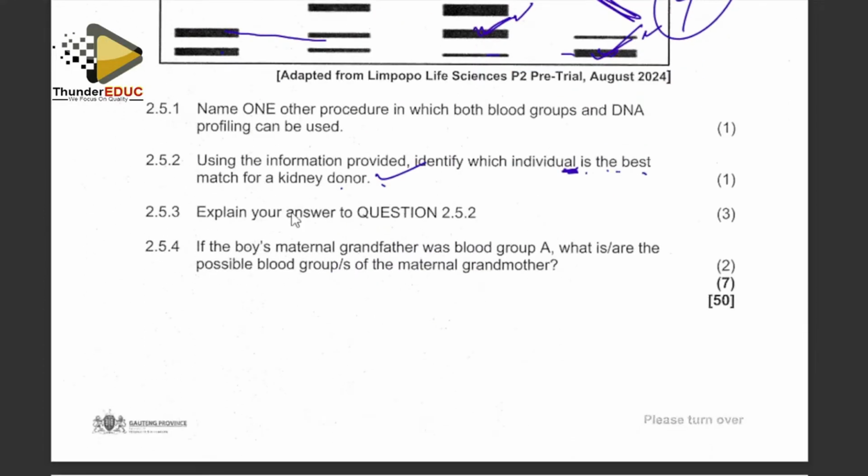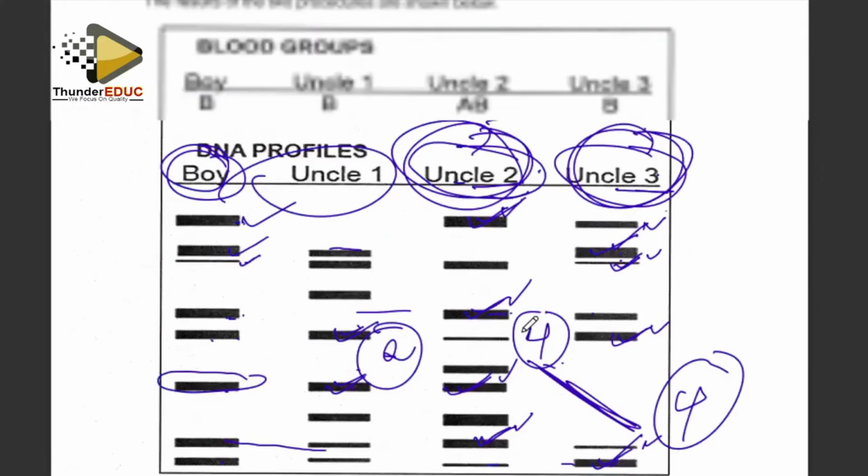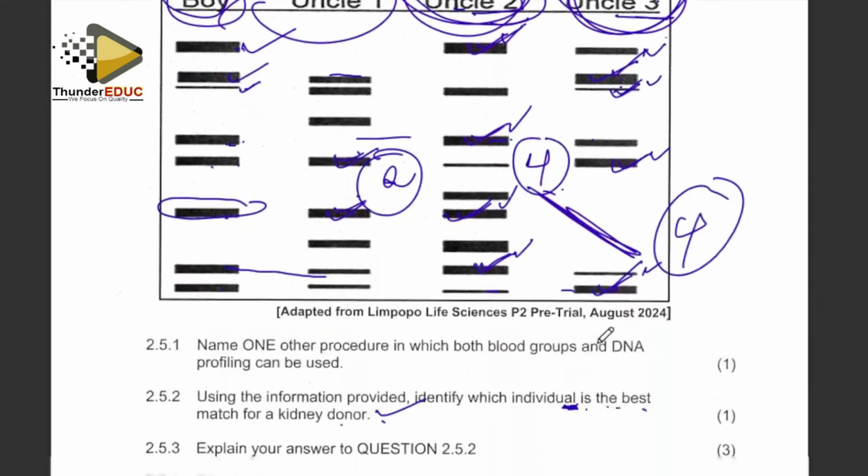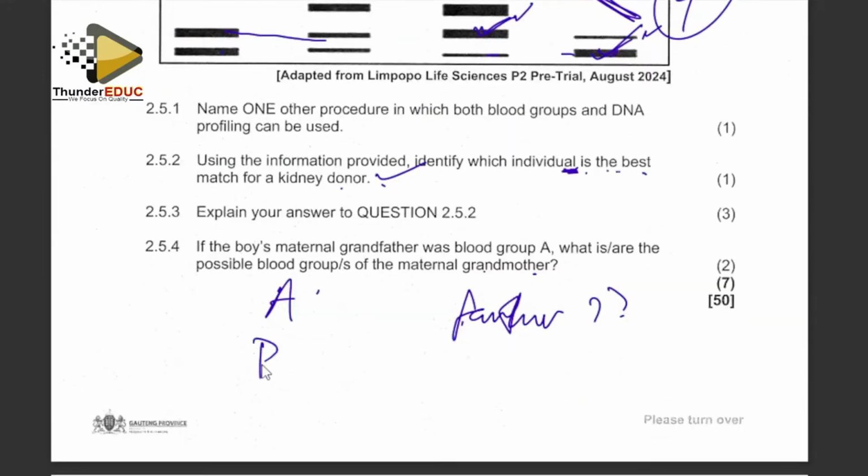If the boy's maternal grandmother was blood group A, what is the possibility of the blood group for the maternal grandfather? Oh, so you want the father. But the boy is what? The boy is blood group B. So we come back here and we look for that blood group B. So if the boy is blood group B, therefore, what will I say?